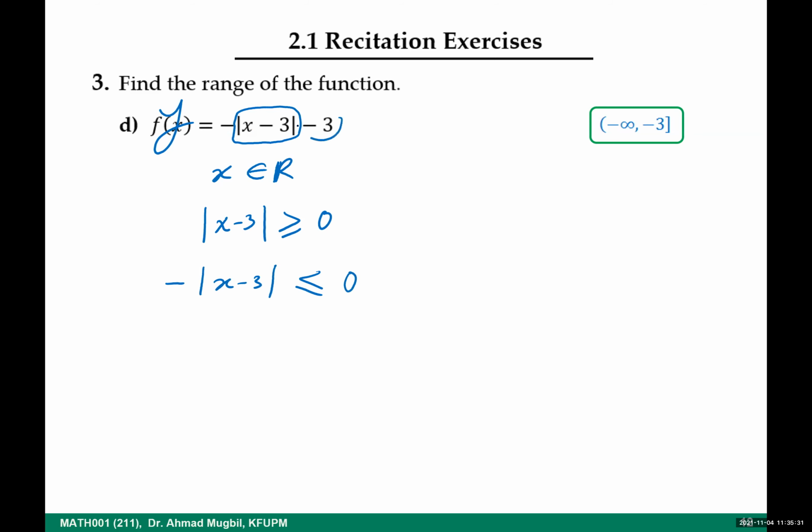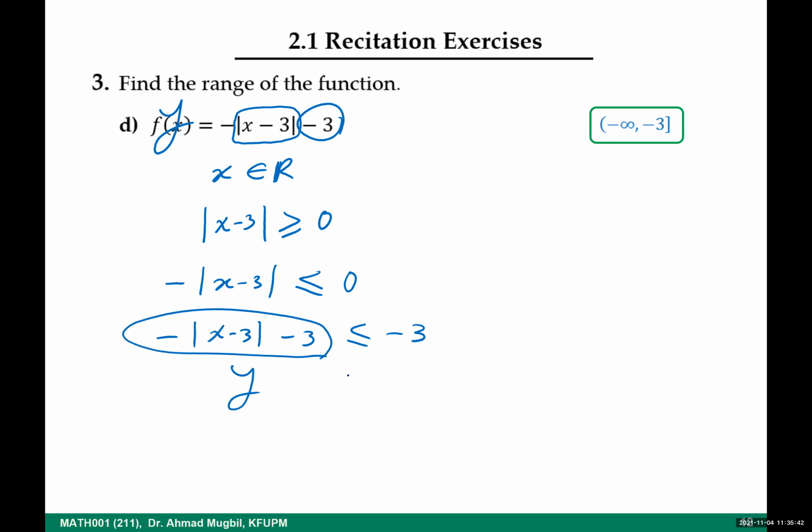Then I will add negative 3 to both sides. So this will be less than or equal to negative 3. What is this? This is y. So I build my function now. So y is less than or equal to negative 3. This means that the range of this function is from negative infinity to negative 3 closed.